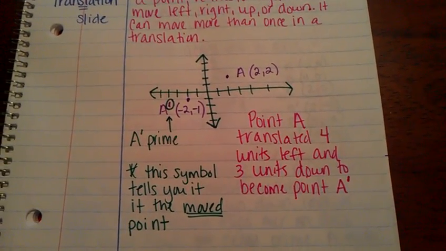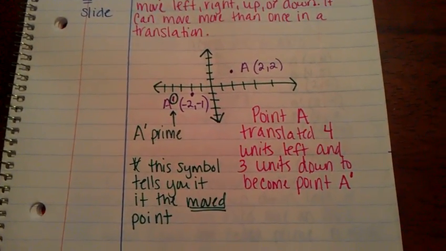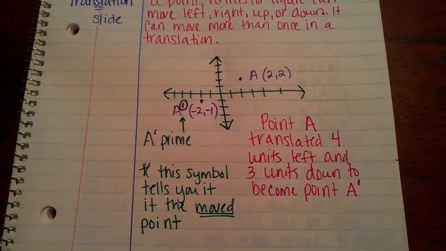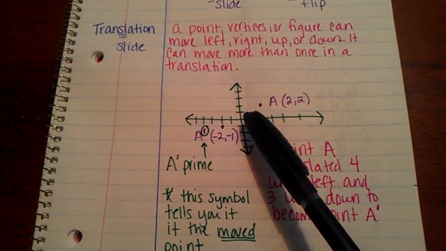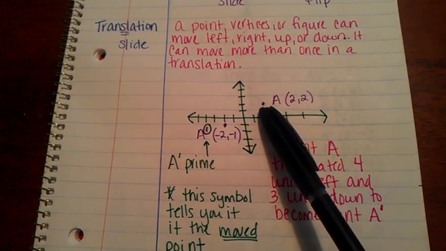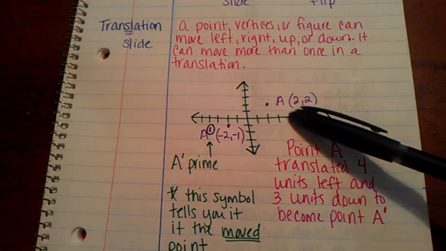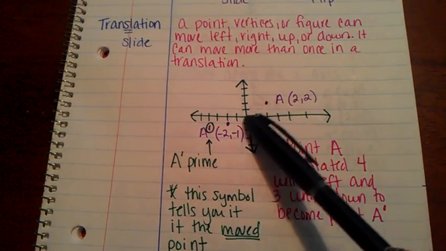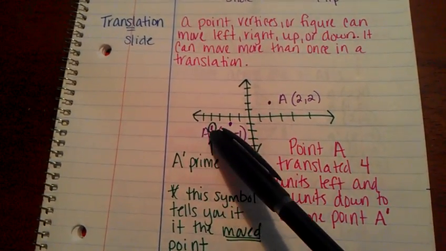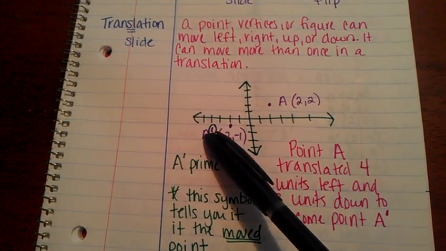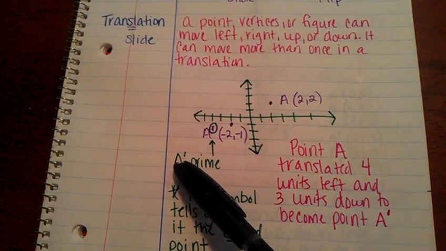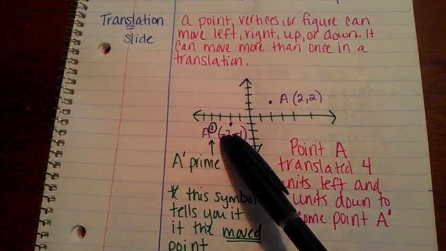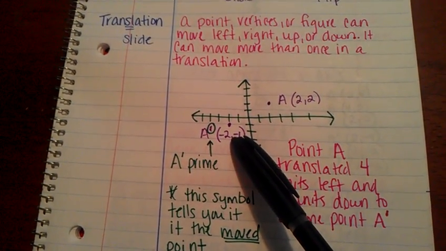Take a look at this point here. We've kind of made a makeshift coordinate plane, and we've labeled point A as 2, 2. That means from the origin, we went to the right 2 spaces and then up 2 spaces. Well, that point A has moved over here to point A prime. That's how you say this new point labeled A, and with this little apostrophe, that is A prime. It has moved to -2, -1.